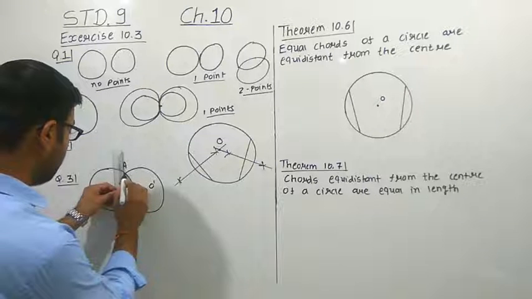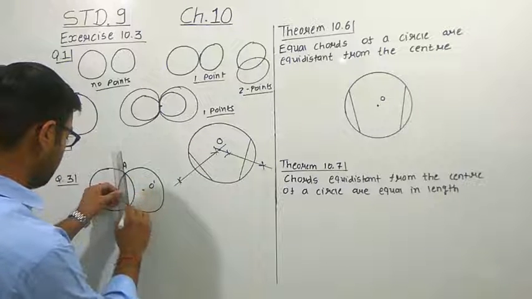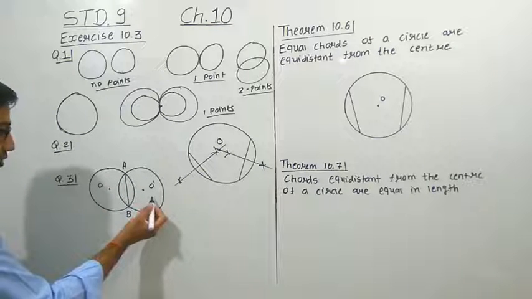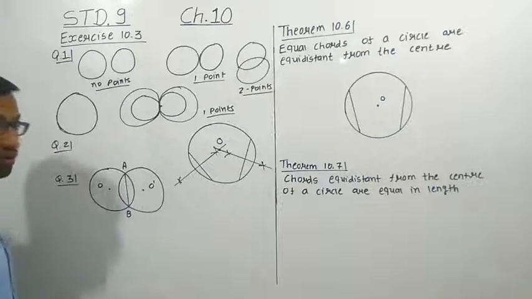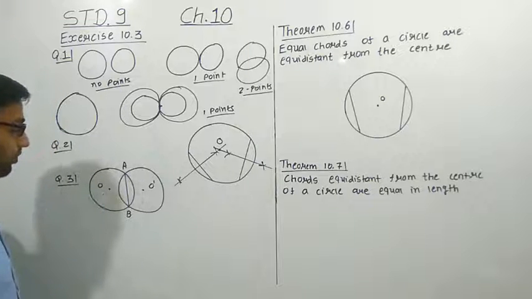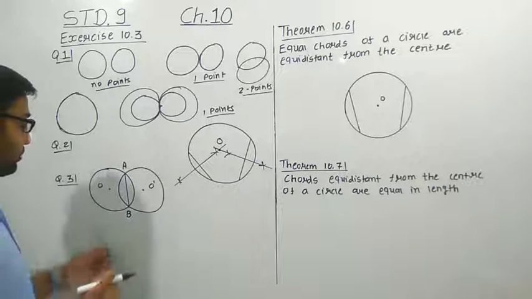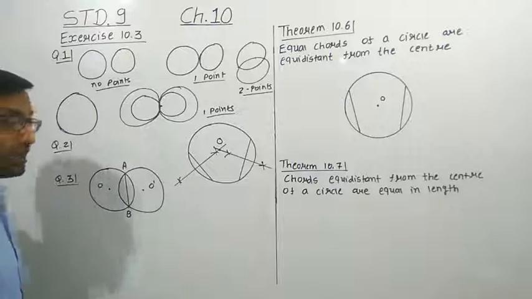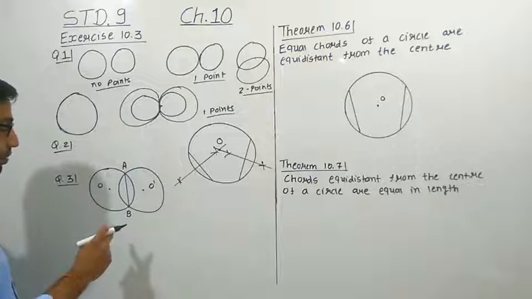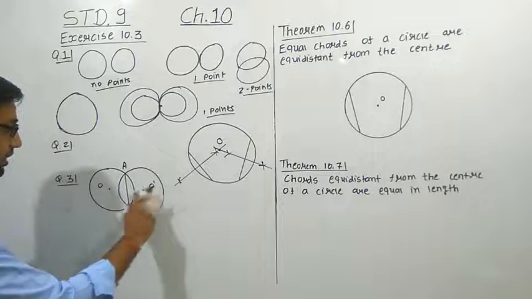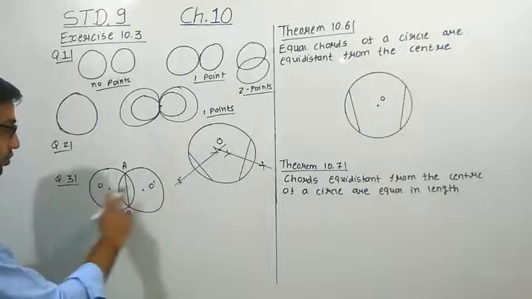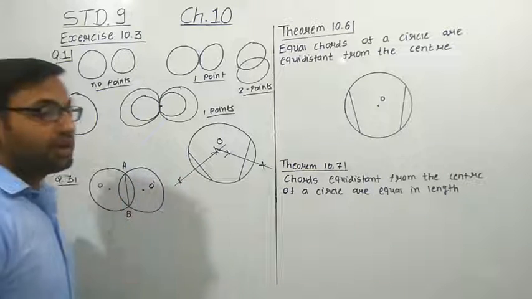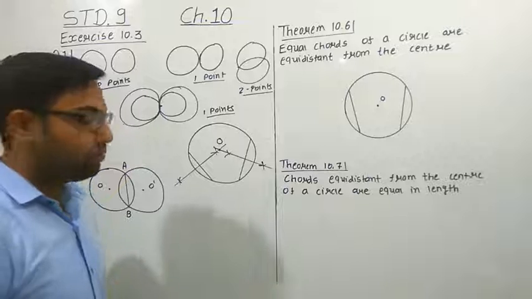AB is what? The common chord, because it is the chord of this circle with center O dash. This is also the chord of the circle with center O. So the question is, if we draw the perpendicular bisector of AB, that is the common chord, then we get that perpendicular bisector in this way. So both the centers must lie on that perpendicular bisector. That we have to prove.